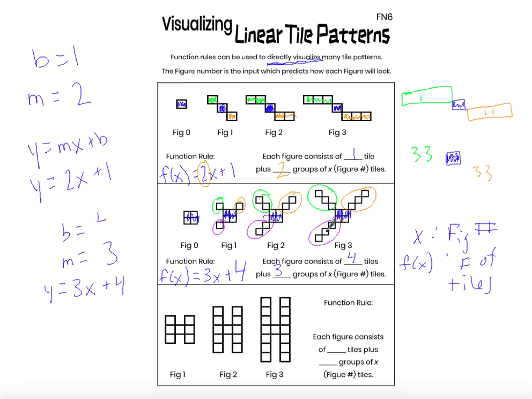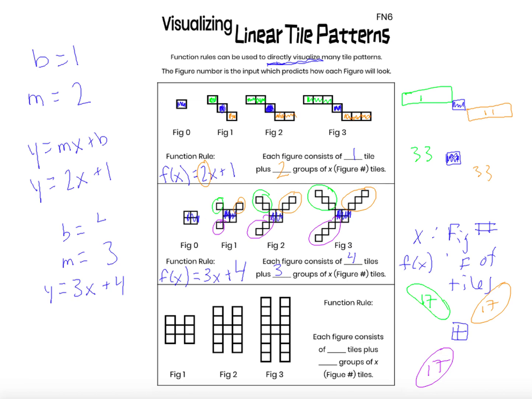If I were going to describe what figure 17 looks like, it would have that 4 in the middle, and then it would have a group of 17, 1 group of 17, 2 groups of 17, 3 groups of 17 tiles.